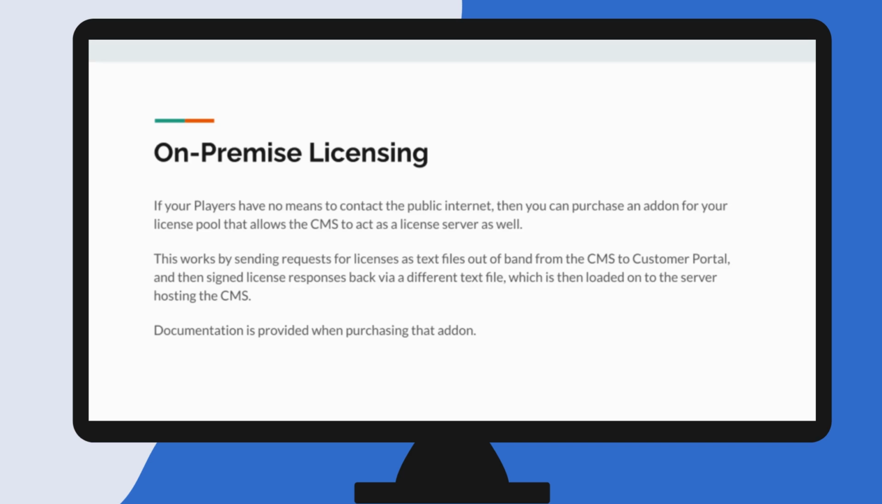If online licensing isn't an option for you, for example if your players have no access to the public internet, then you can instead purchase an add-on for your license pool that allows the CMS to act as a license server as well. We call this on-premise licensing. This works by sending requests for licenses as a text file out of band from the CMS to Customer Portal. Customer Portal then signs the license requests if appropriate, and the response is sent back as a different text file which you then load into the CMS. Full documentation on on-premise licensing is provided when you purchase that add-on.